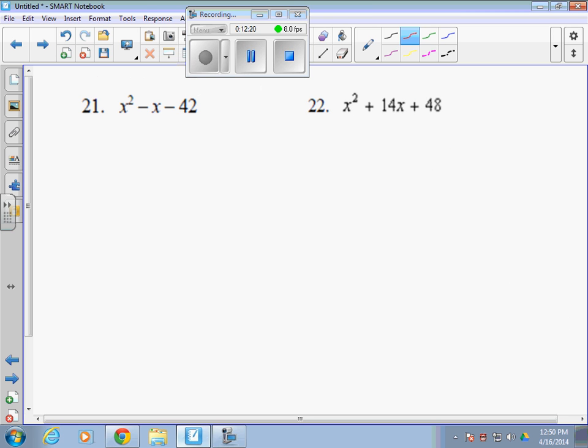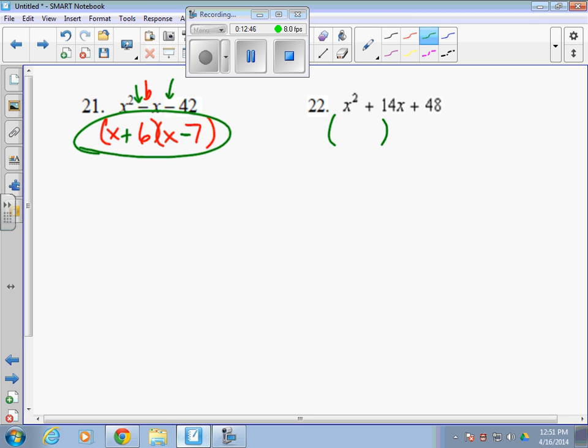Same thing for this one. Two sets of parentheses, x times x is x squared. Your factors of 42 that get you to b's value, which is 1 right here, is 6 and 7. This tells you that signs are opposite of each other. One's going to be plus, one's going to be minus. This sign right here tells you the bigger number is minus. So 7 is bigger, it's going to be minus, 6 is plus.